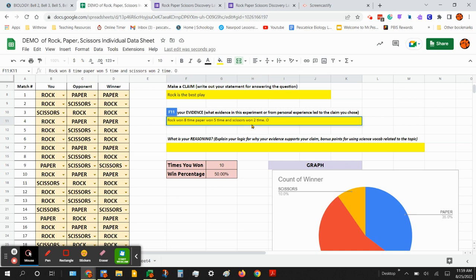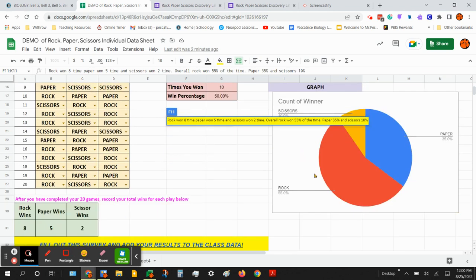Overall, now talk about your graph. Rock won 55% of the time, paper 35%, and scissors 10%. Now, all of that is just restating what's here and what's here.